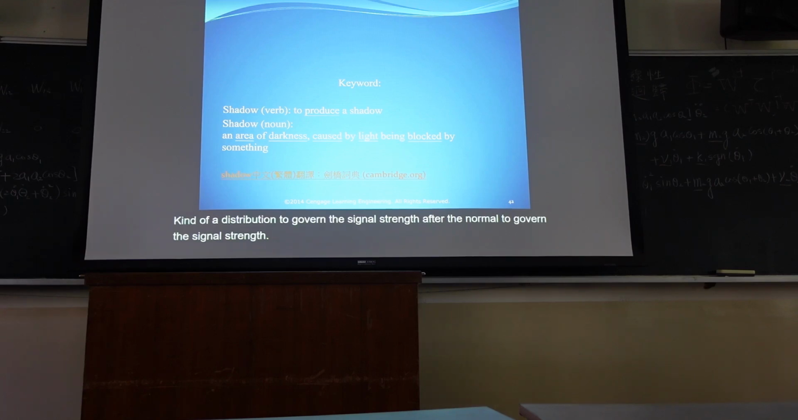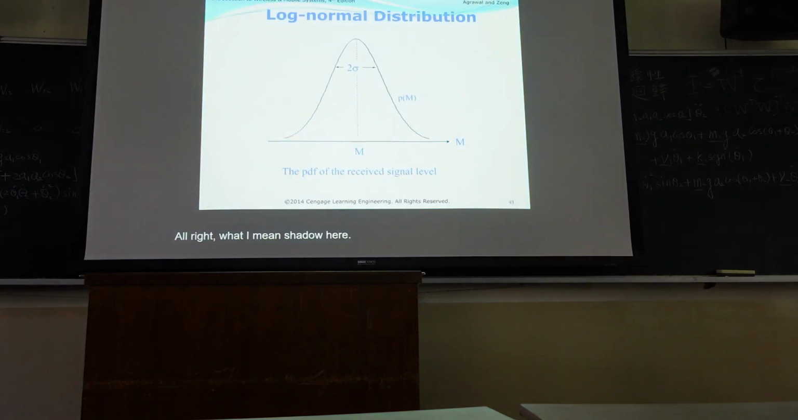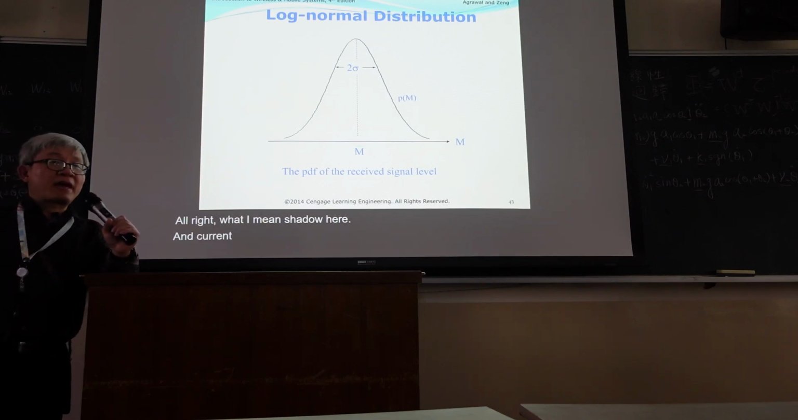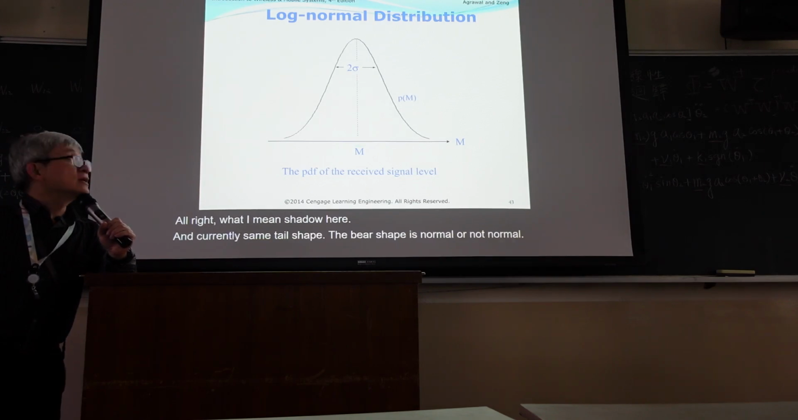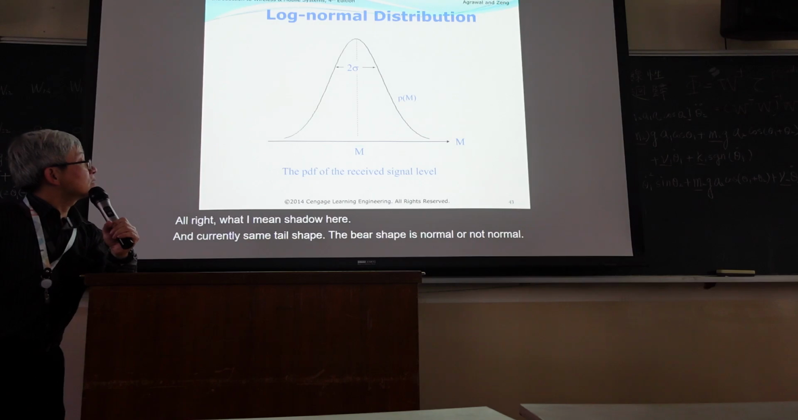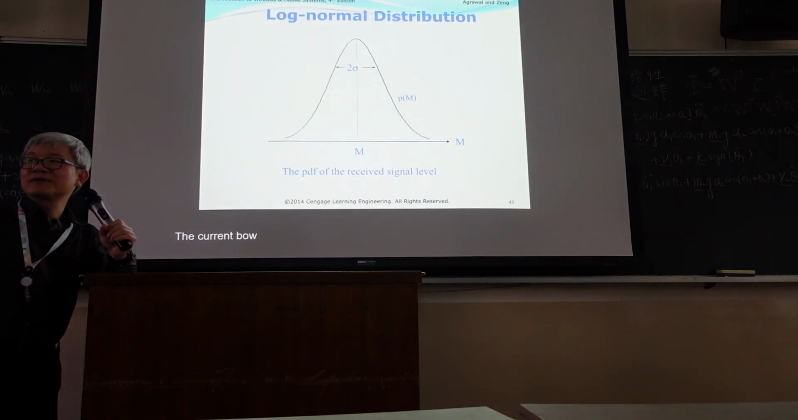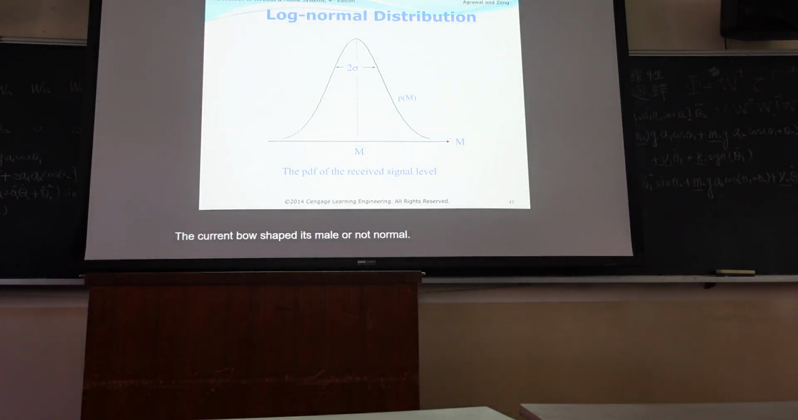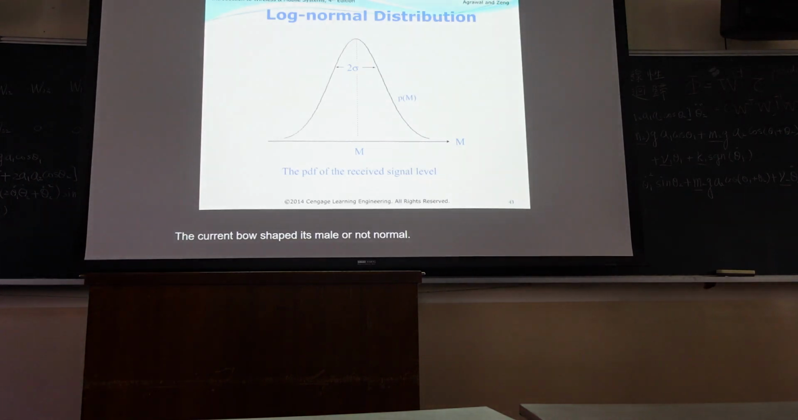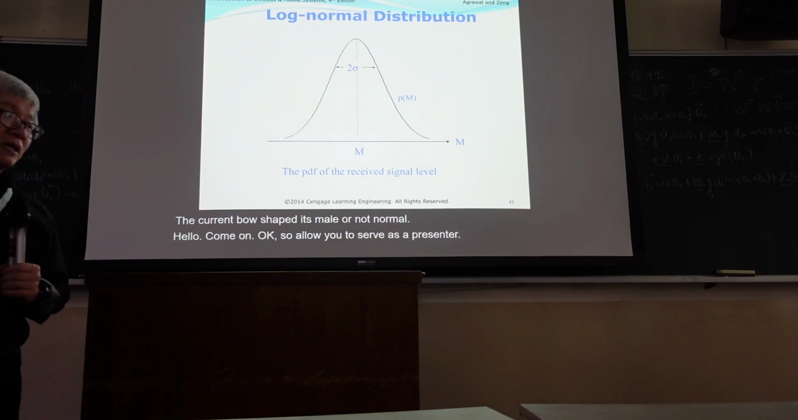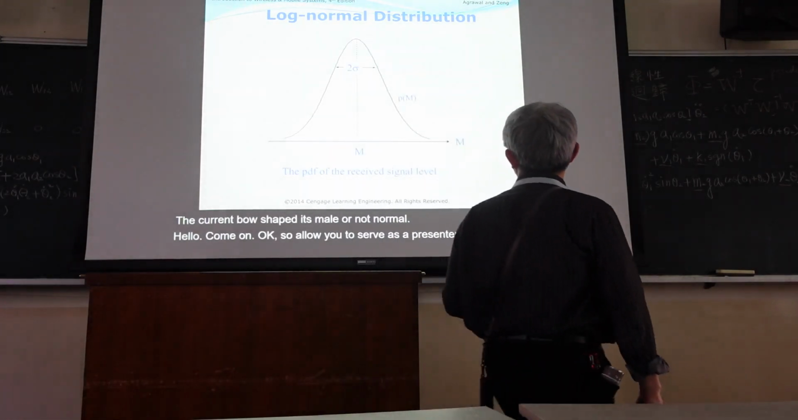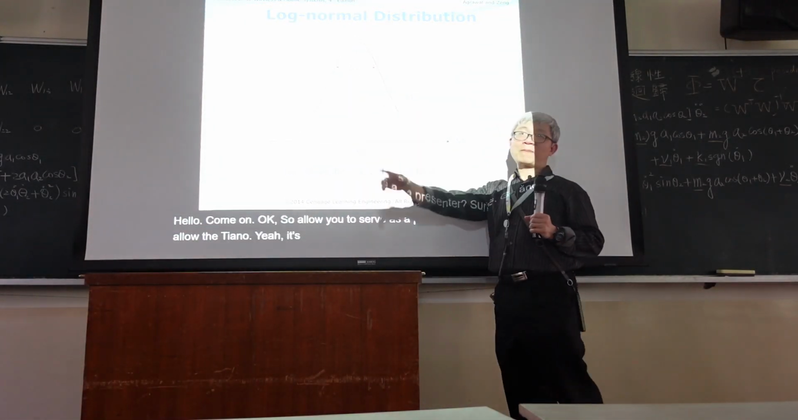Alright, what I mean by shadow here. And the current is the same. The current bell shape, is it normal or log normal? Normal, correct. Okay, so allow you to serve as a presenter. Sure, go ahead. Allow the TA to know. Yeah, it's normal. Because it is normal, we will have the bell shape.